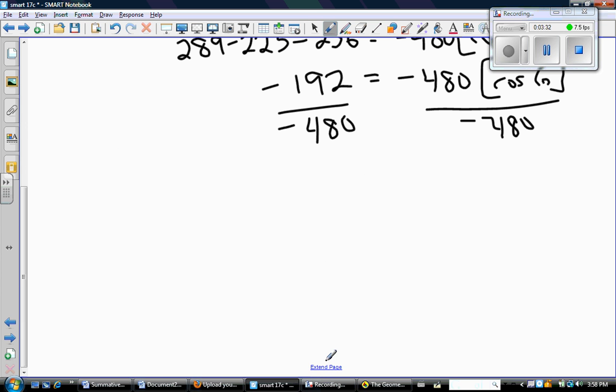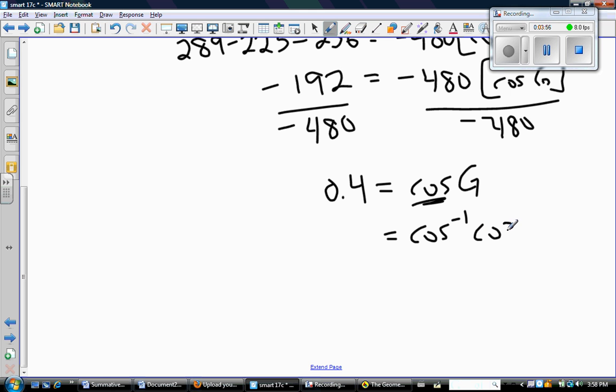And what does that give us? That will give us 0.4. So 0.4 equals cosine G. And now I need to get rid of cosine. To get rid of cosine, you do something called inverse cosine. So these two things here cancel each other out. And if you do inverse cosine here, make sure you do inverse cosine here.